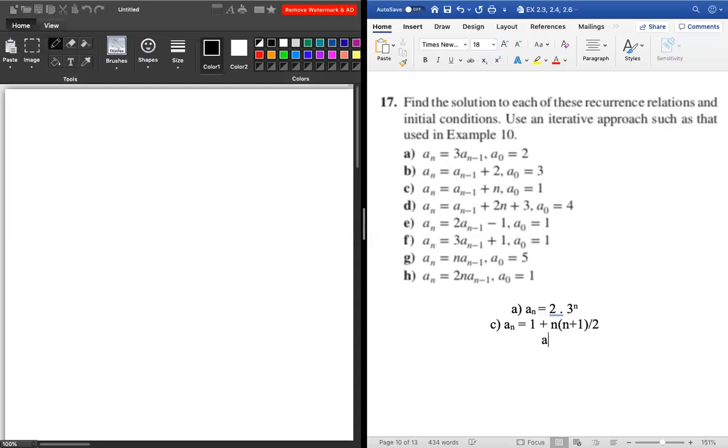We have part E, A to the power of N equals to 1. And then we have part G here, which is A to the power of N equals to 5n factorial. So this is the sign for the factorial. Okay.